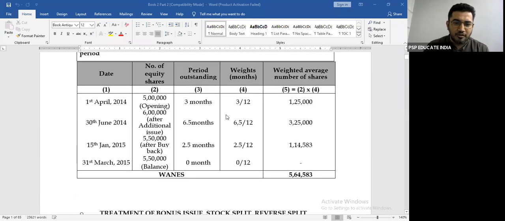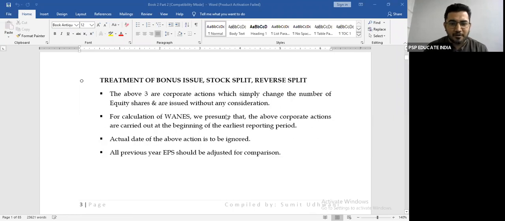After that, we went to the next concept, that is treatment of bonus issue, stock split and reverse stock split. We have already understood that these three are corporate actions. They will simply change the number of shares, but they are always issued without consideration. For example, bonus means you capitalize your reserves. What is the meaning of that? You give shares free of cost.